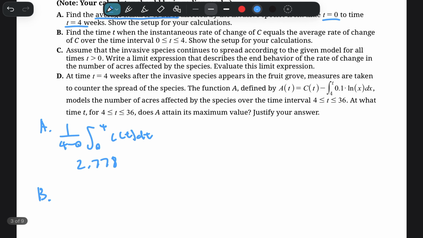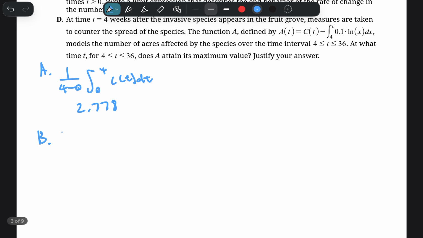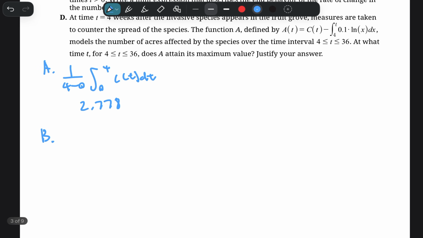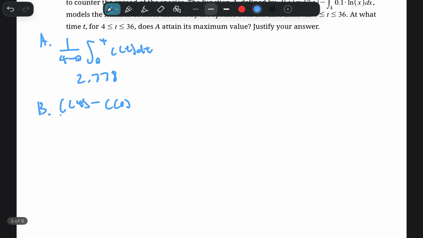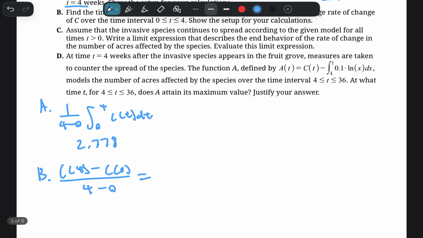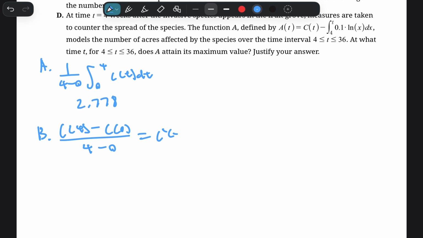Now, moving on to part B. Part B asks that we find the time t when the instantaneous rate of change equals the average rate of change from t equals 0 to t equals 4. This is just mean value theorem, right? This is mean value theorem wearing a fake mustache. Now, we must find the average rate of change first. So the average rate of change from t equals 0 to t equals 4 is c of 4 minus c of 0 divided by 4 minus 0. Remember, we have to set this equal to the instantaneous rate of change, because it's find the time t when the instantaneous rate of change of c is equal to the average rate of change. So set this to c prime of t.